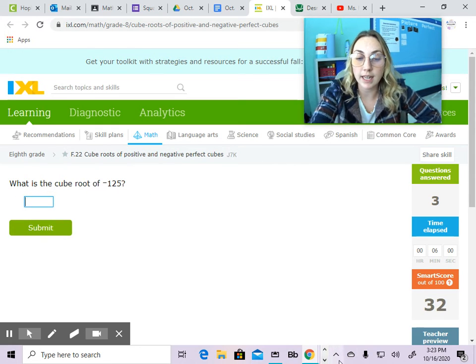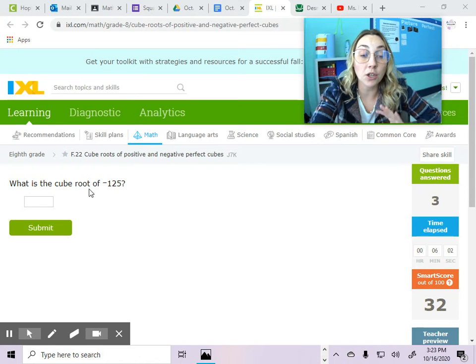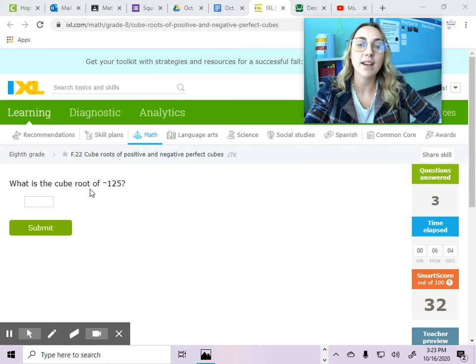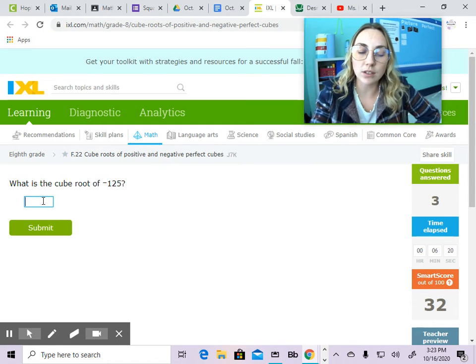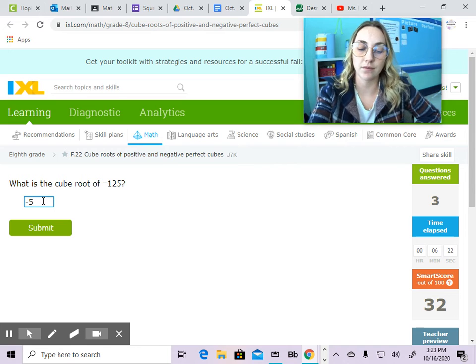So again, we have another negative. What is the cube root of negative 125? So again, if we go to our little picture and we look at our answer choices right here, we find 125 right here. If you took the cubed root of 125, the answer would be 5, okay? But again, in this case, it's a negative 125, so your answer would be negative 5.